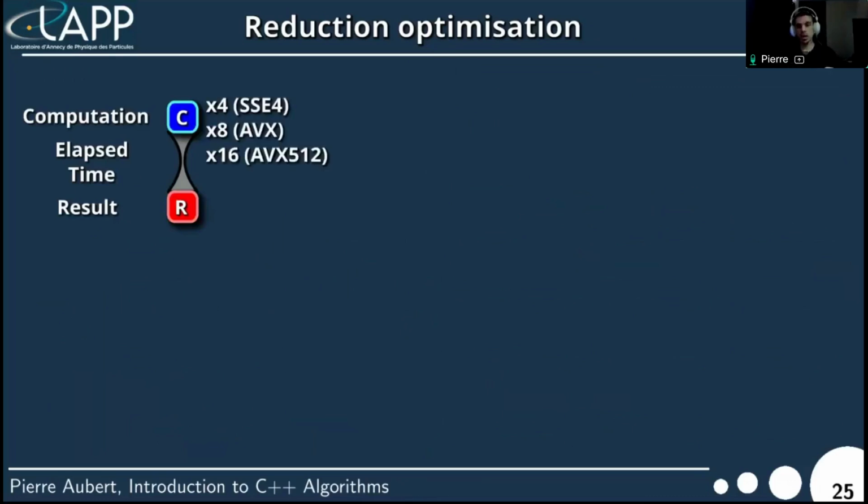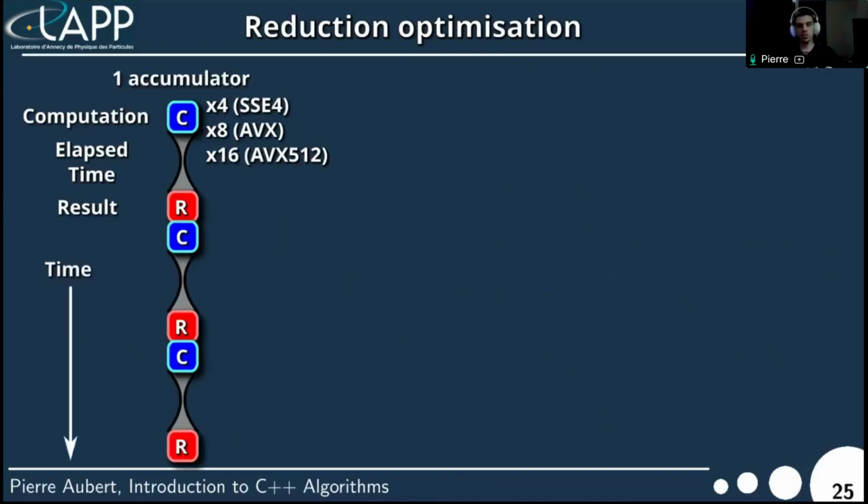So even if you vectorize your computation, you have to wait a certain amount of time to get your result or to be able to use your result back. So if I use one accumulator, of course, it's quite a pity because I will spend my time waiting until I get the result. And of course, it's not optimized.